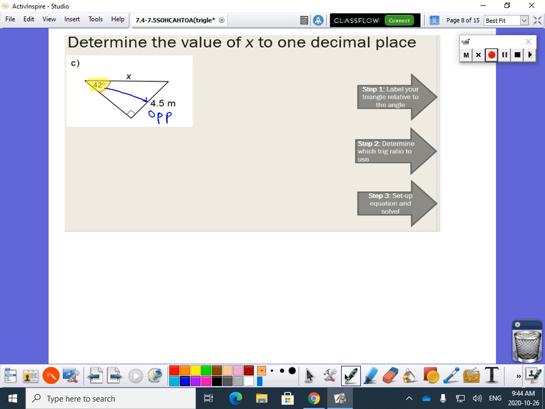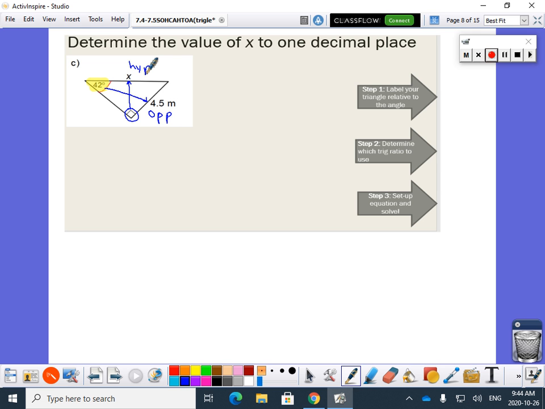Okay, so it's very important. Sometimes it's natural for us to do that, but right away we see that this is the right angle, and any side across from the right angle is the hypotenuse, so this would have been the adjacent. Okay, so I'll just circle that, and we call that hyp.